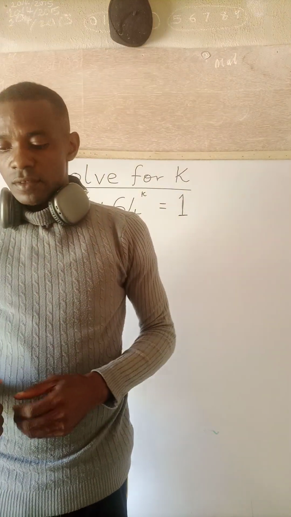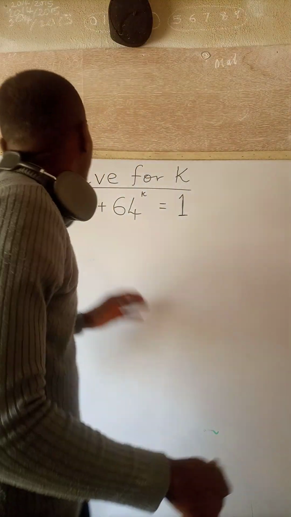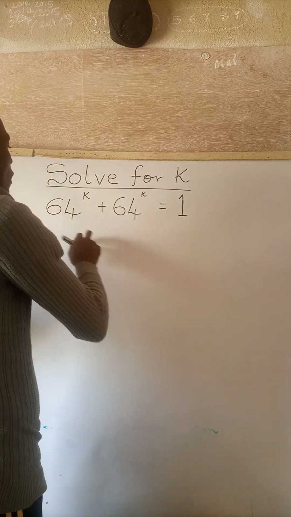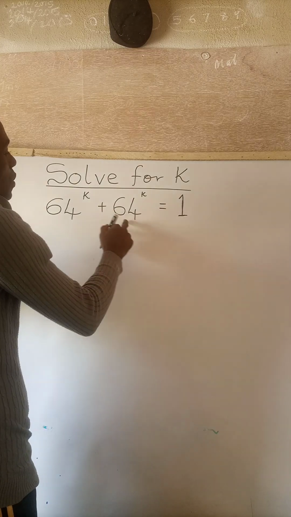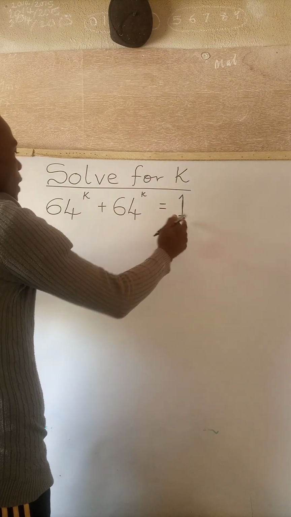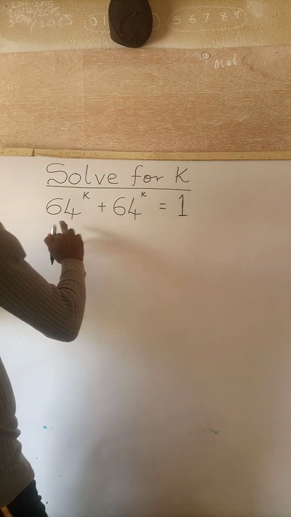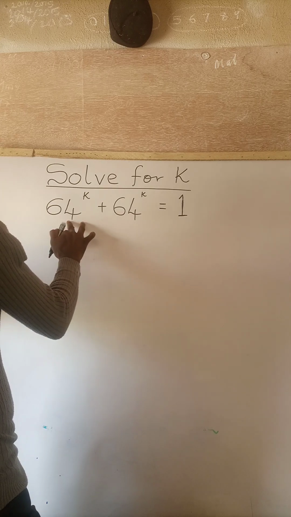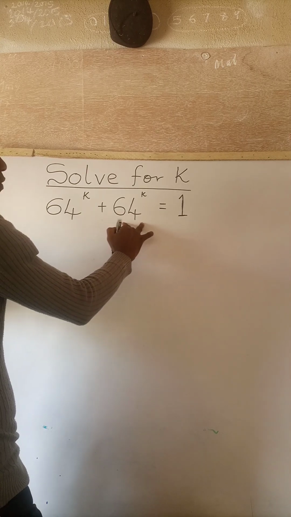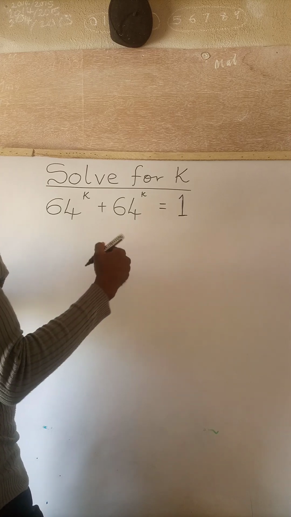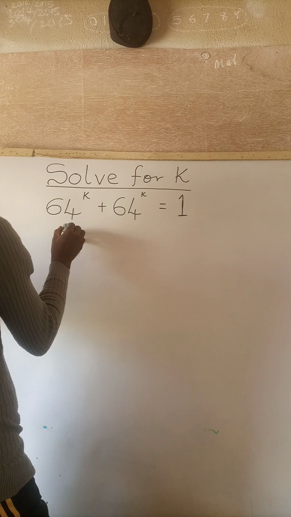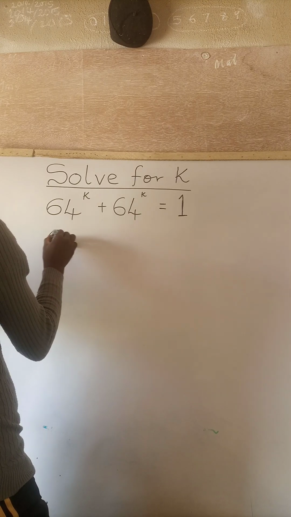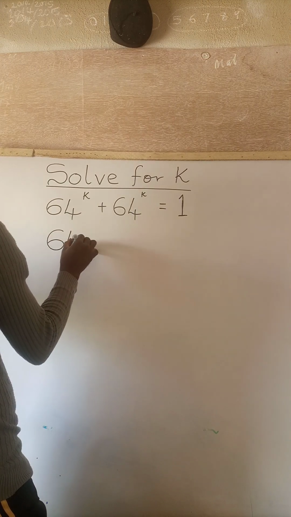Hello everyone, let's solve for k. What we have here is 64^k + 64^k = 1. When you look at this question, you will observe that what we have here is exactly what we have here. So we can solve by simplifying, which is we will take one of the 64^k out.